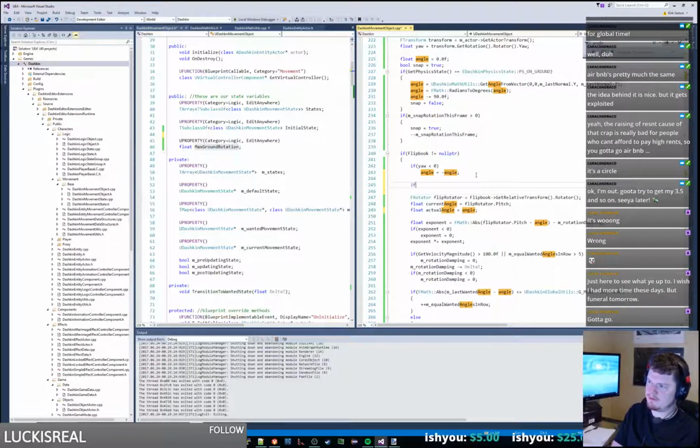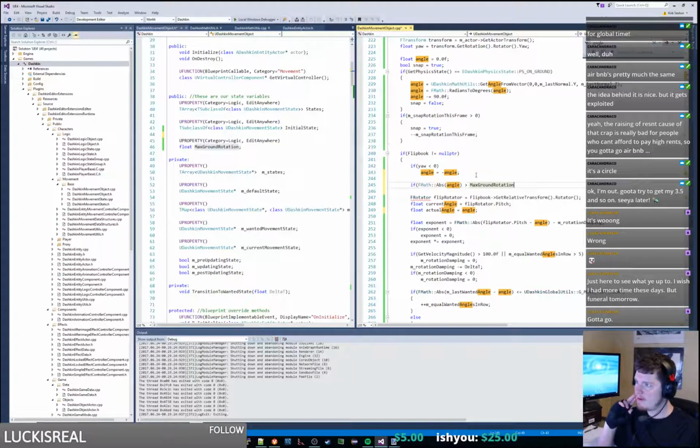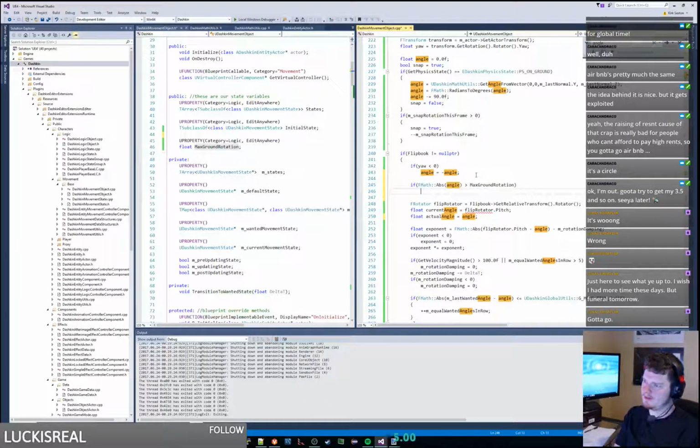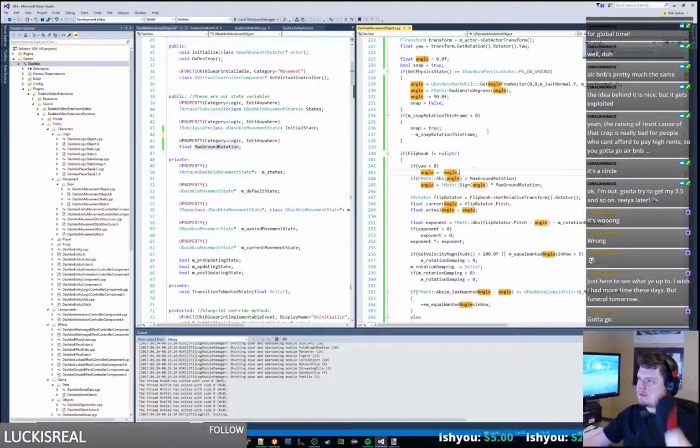Alright, so if fmath of absolute value of angle is greater than max ground rotation, then what we want to do is set angle equals fmath, the sine of angle multiplied by max ground rotation. So we can't go more than 45 degrees.